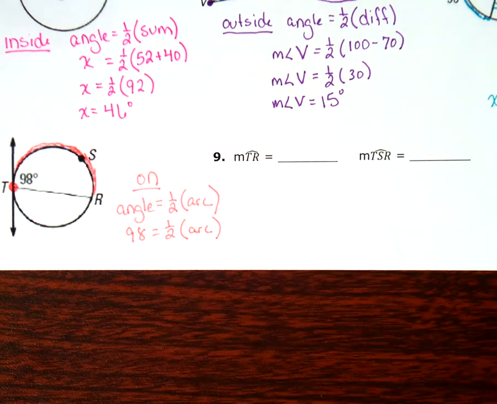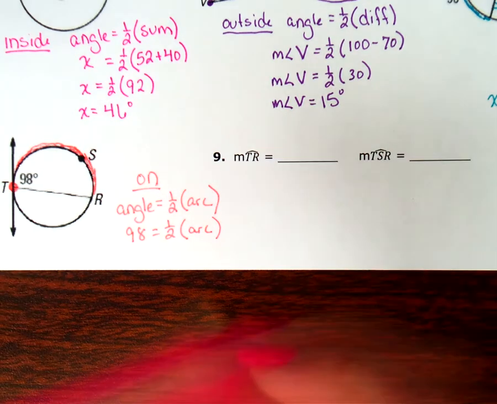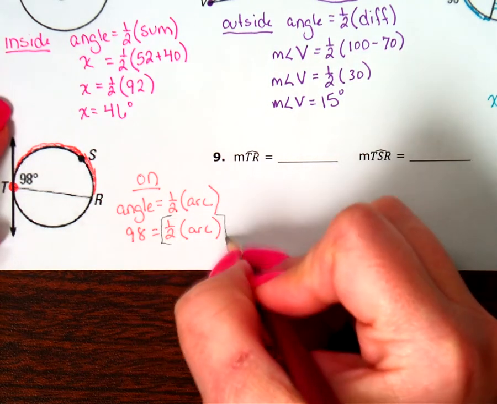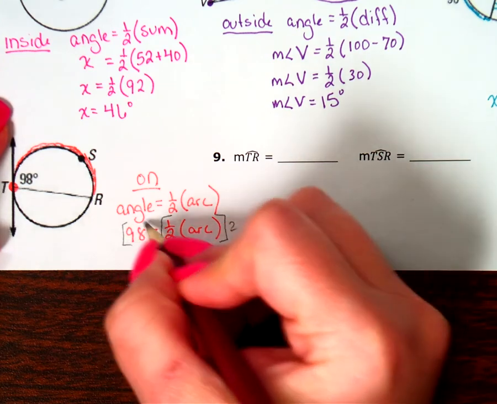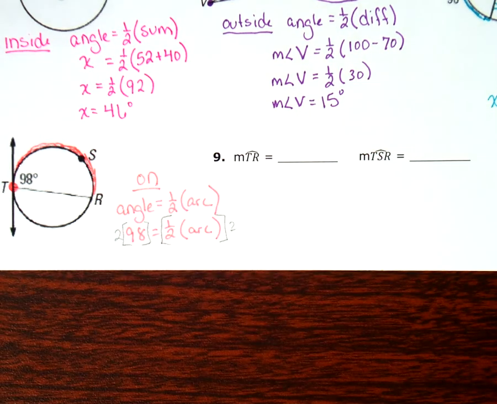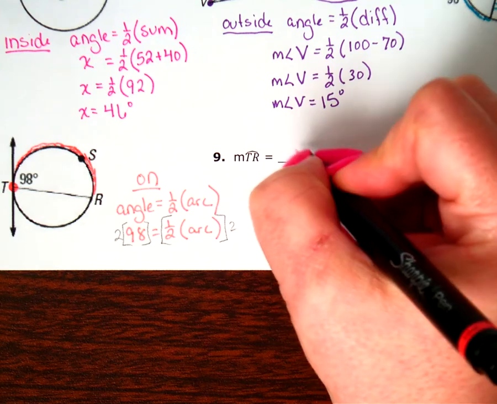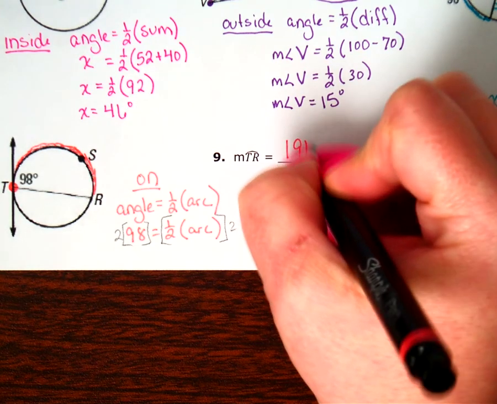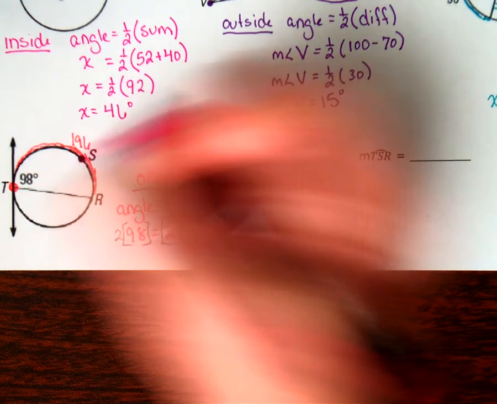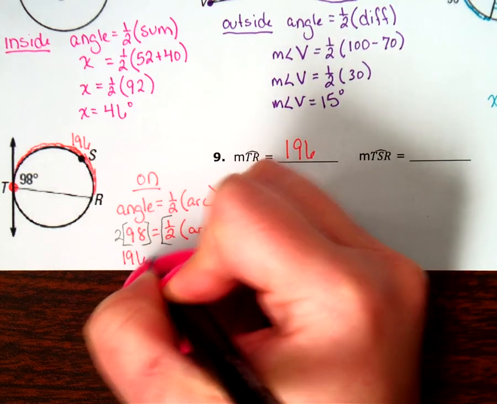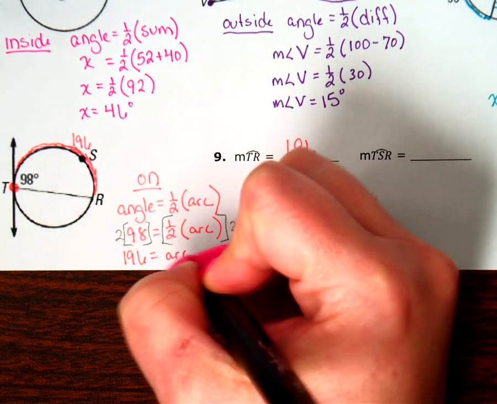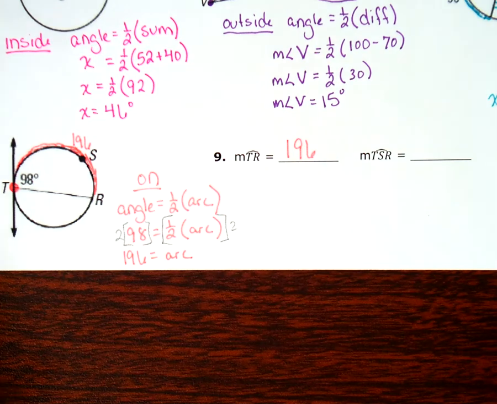Well, remember, to get rid of that 1/2, all we have to do is multiply by 2. So 98 times 2 is going to be 196. Equals the arc. Okay, but when I switch to the other side, now that TSR, oops, I put that 196 in the wrong place, didn't I?